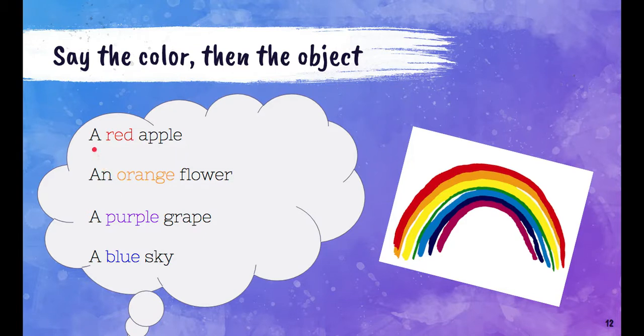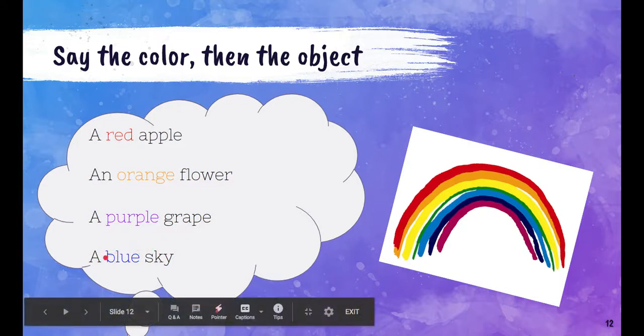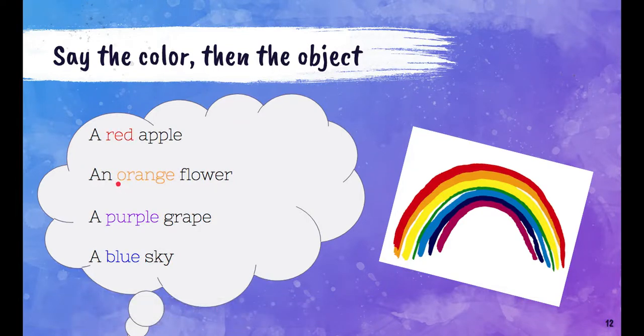Repeat after me. A red apple. An orange flower. A purple grape. A blue sky. When you have a word that begins with O or any other vowel, you need to use the word an.